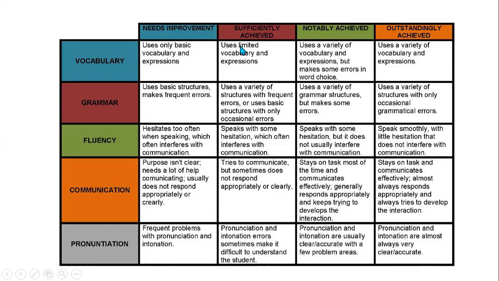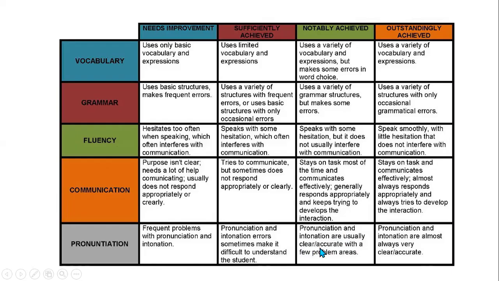This is number 1, number 2, number 3, and number 4. Number 1, need to improve. This probably is regular. That could be good or very good. The last one is excellent. Grammar. Use basic structures, make frequent errors. Use a variety of structures with frequent errors or use basic structure with only occasional errors. Use a variety of grammar structures but make some errors. Here you don't see errors. Use a variety of structures with only occasional grammar errors, right? Fluency, communication, pronunciation: frequent problems with pronunciation and intonation. Pronunciation and intonation errors sometimes make it difficult to understand the student.